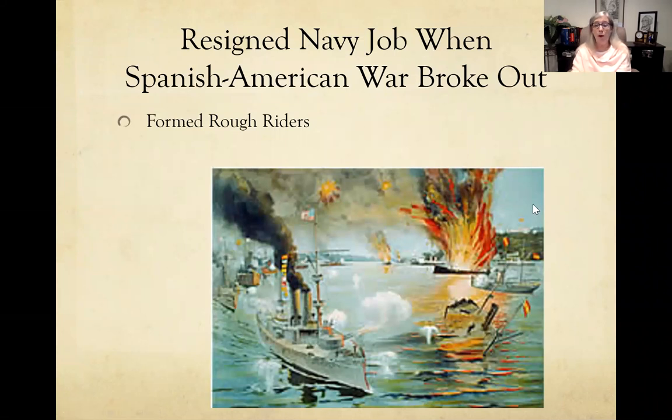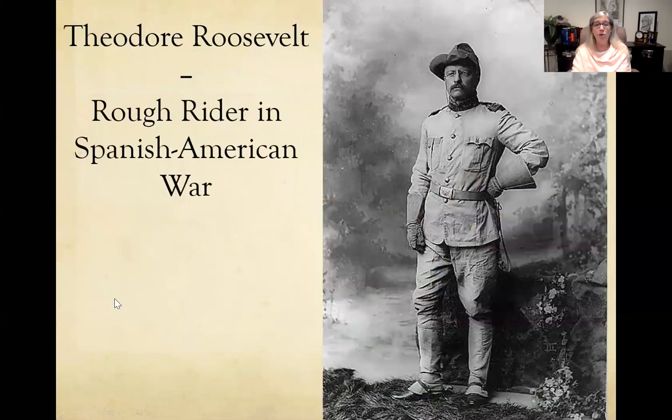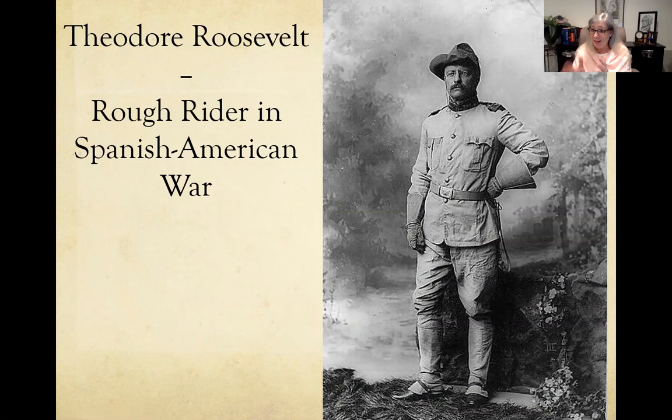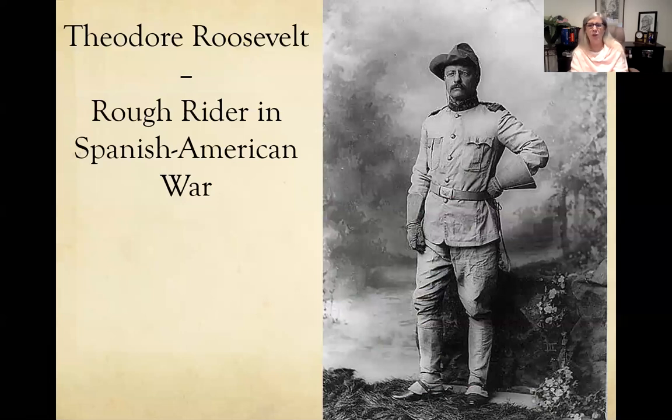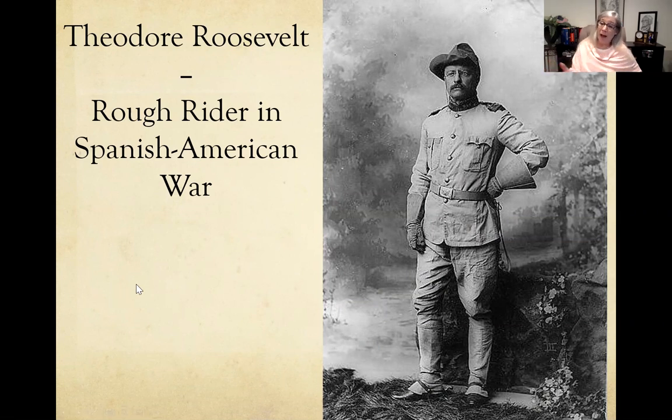So he forms the Rough Riders. Here's his uniform. You may have seen this depicted in Night at the Museum. So that's kind of where this is all coming from, is when he's leading the Rough Riders into battle in the Spanish-American War, and he's posing with his fabulous Brooks Brothers created uniform. So as we'll see in our next unit, the entire Spanish-American War only lasts a little over a month.